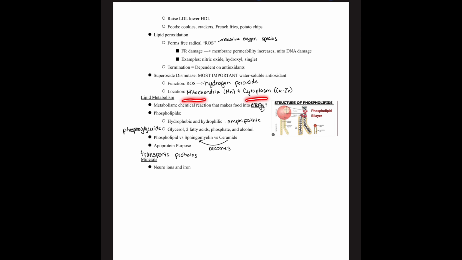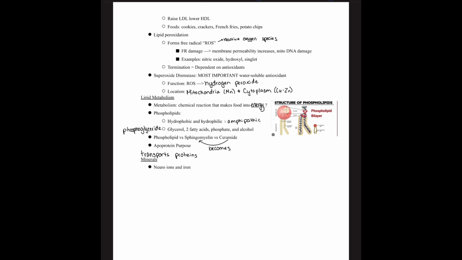Depending on where you are, there are different cofactors. So that is a manganese cofactor and a copper zinc cofactor. So mitochondria, cytoplasm is where we get hydrogen peroxide production, as long as you have these two different cofactors, respectively.